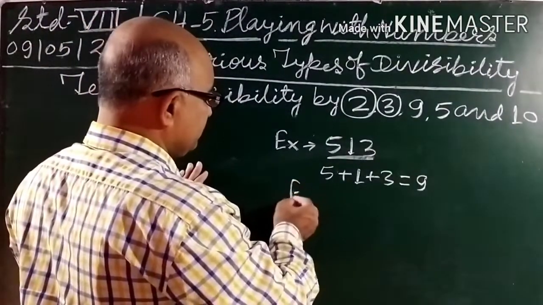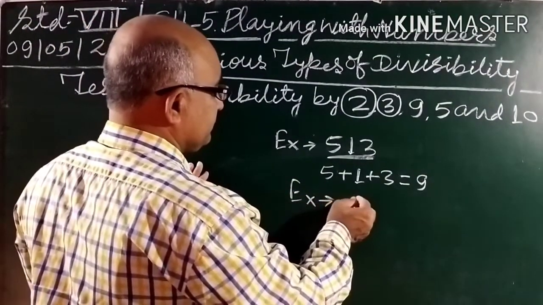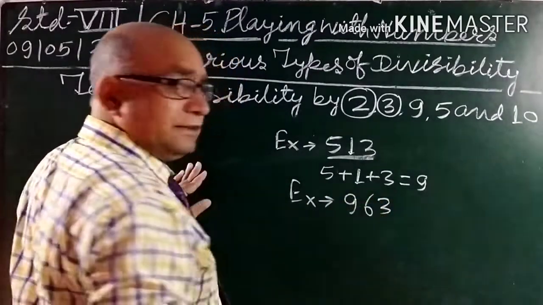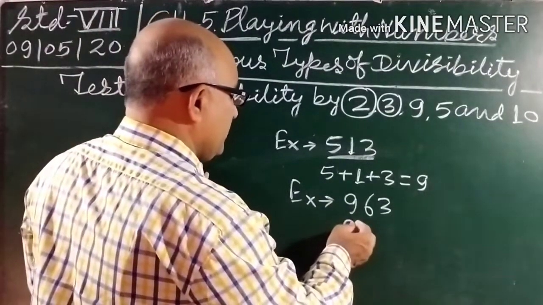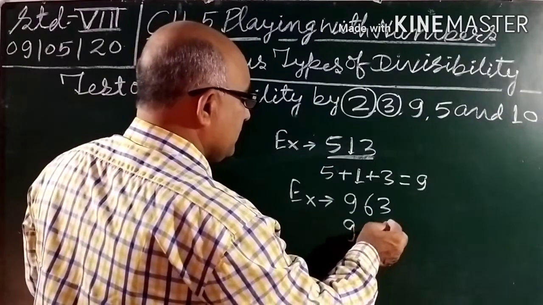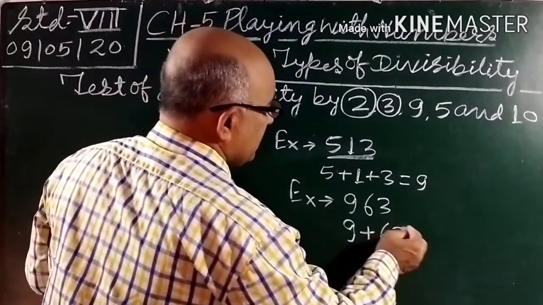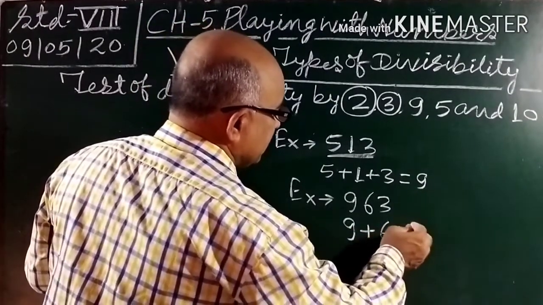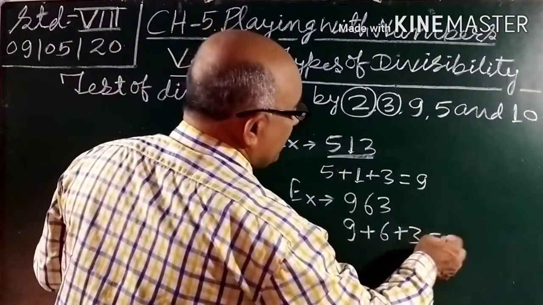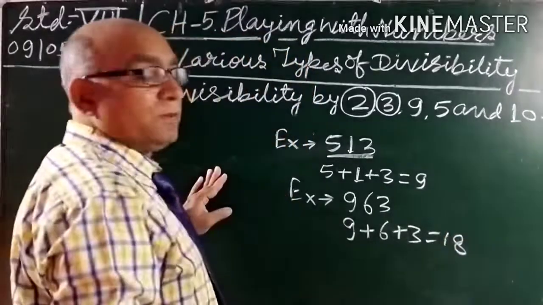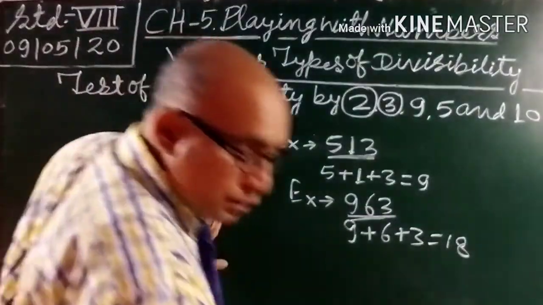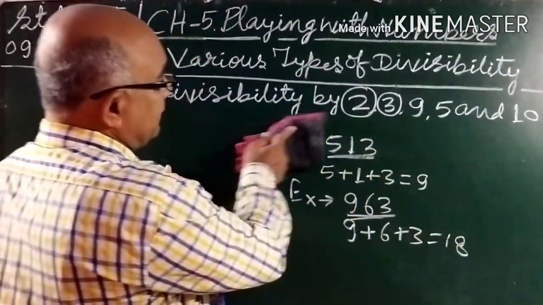Next example: 963. Sum of its digits is 9 plus 6 plus 3 equal to 18. 18 is divisible by 3. So 963 is also divisible by 3.